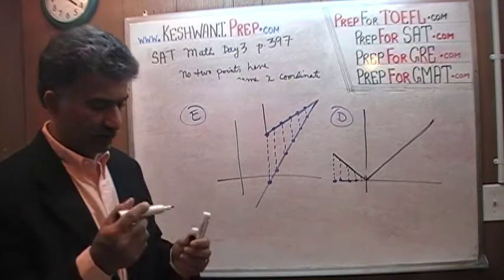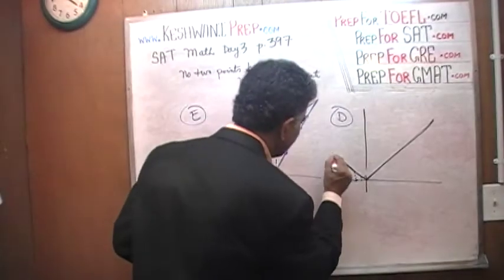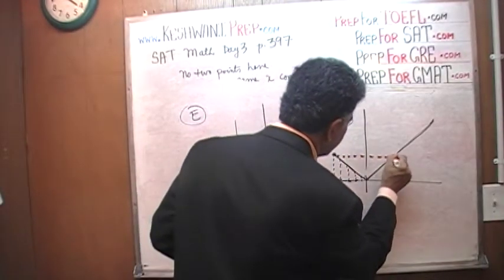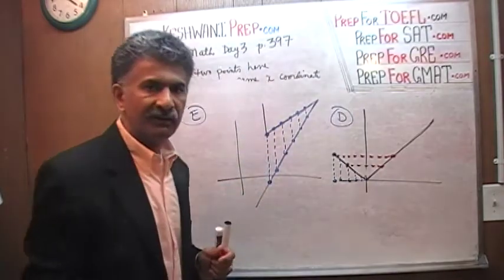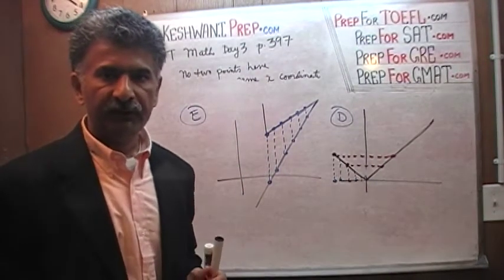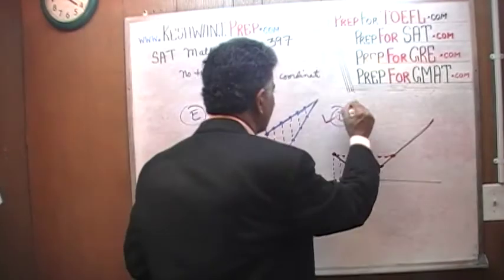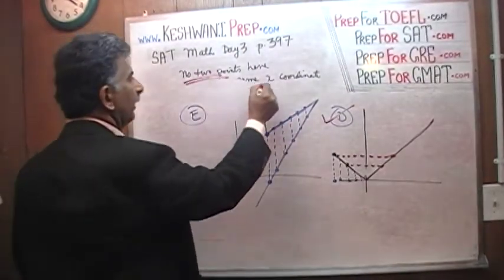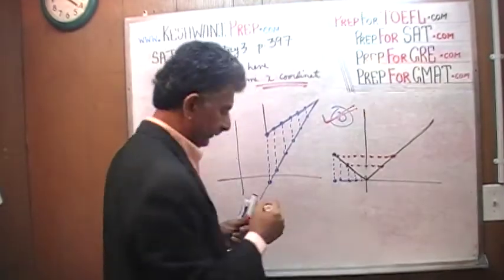I'm going to show you now in red color 2 points with the same y-coordinate. Here are 2 points. This point here has the same y-coordinate as this one. This point here has the same y-coordinate as that one. But as far as the x-coordinate is concerned, every single point has a unique x-coordinate, and therefore it qualifies. No 2 points have the same x-coordinate, and it works. The answer is D. That's all.